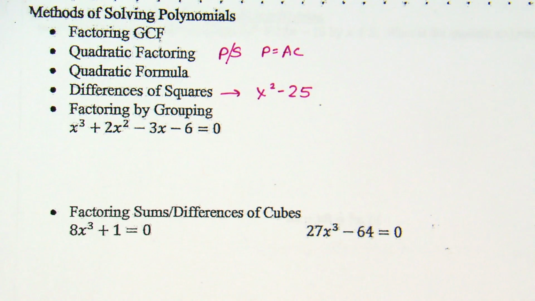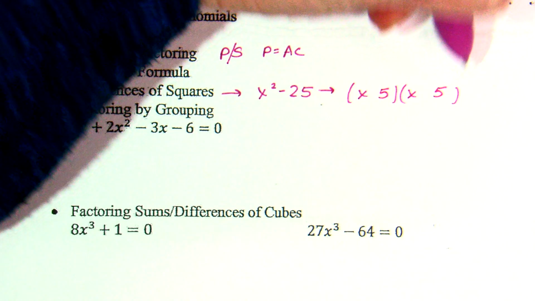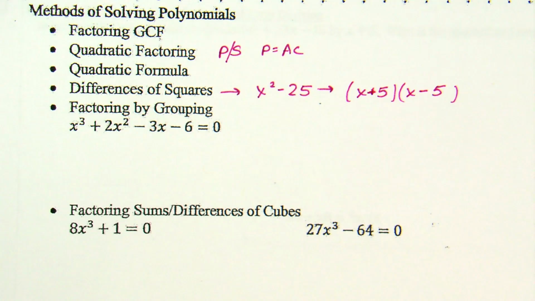You can think square roots to get yourself into those two parentheses, right? The square root of x squared is x, so that's the front of each parenthesis. The square root of 25 is 5. And if it multiplies to be a negative, you need a plus and a minus, right? That's factoring the difference of squares, when you have two different perfect squares subtracted.